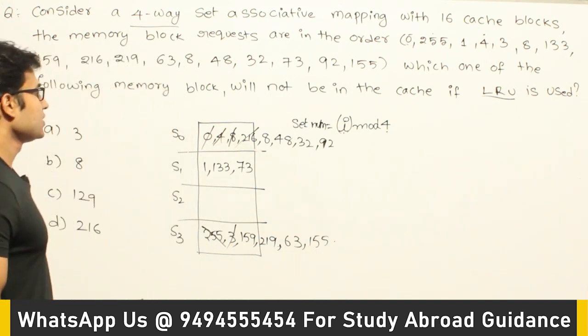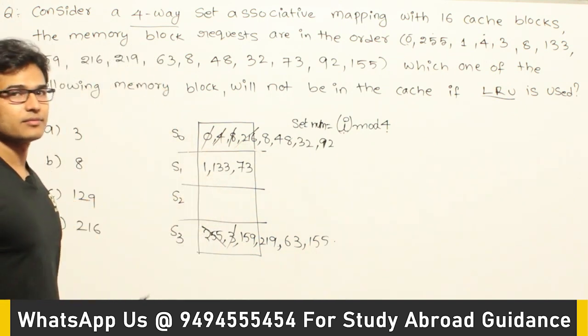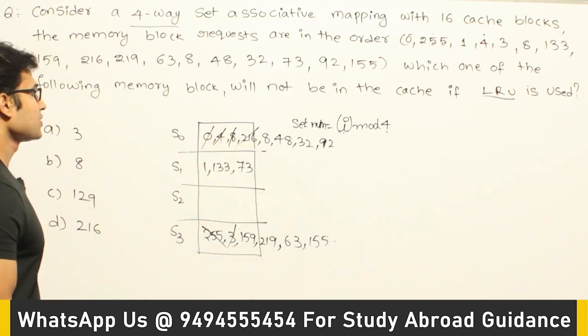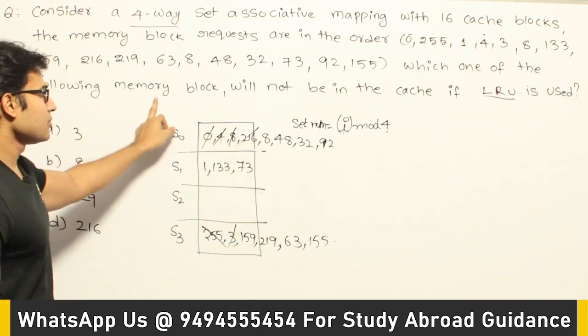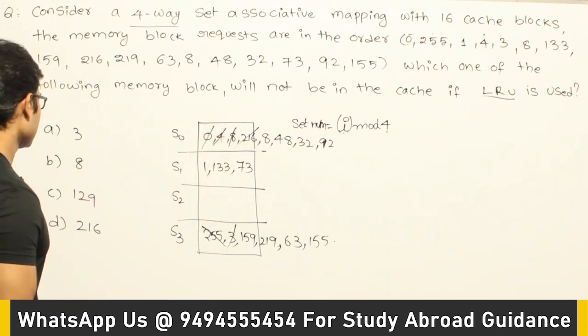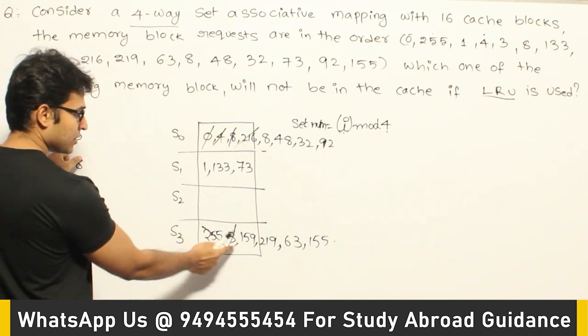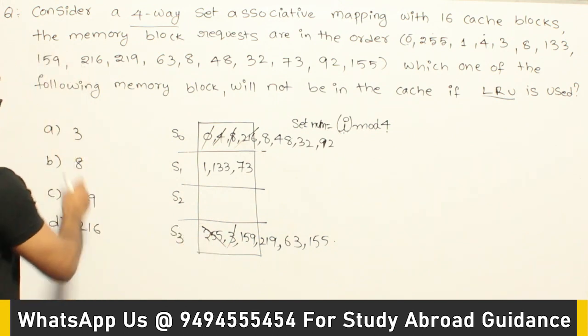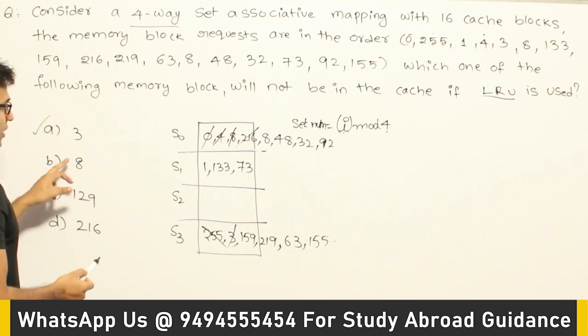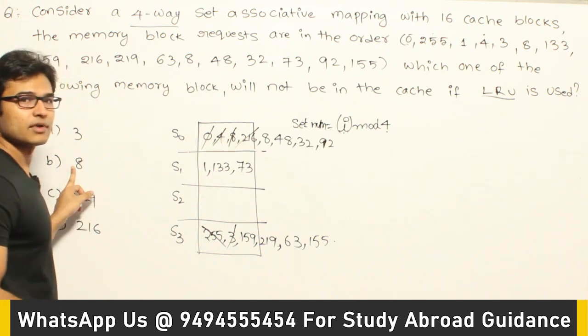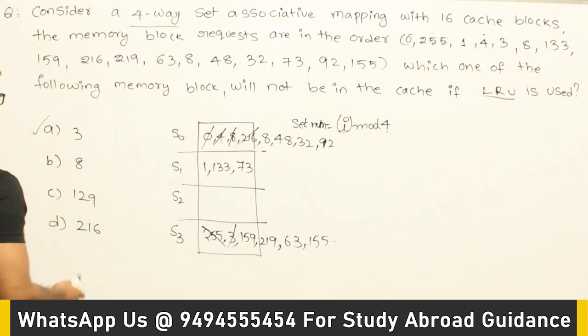Okay. So now this is what we got by the end. Every set contains a maximum of 4 memory blocks. Which one of the following memory blocks will not be present in the cache? Now 3, if at all it is present, it has to be present in set 3, but it is not present there, right? So 3 is not present. And 8, if at all 8 is present, it has to be present here, right? And yes, it is present.